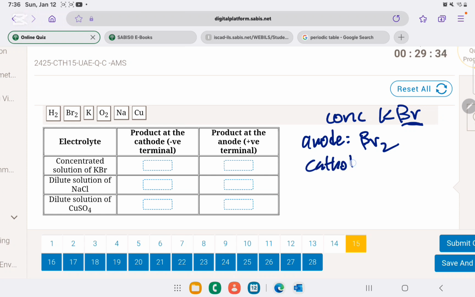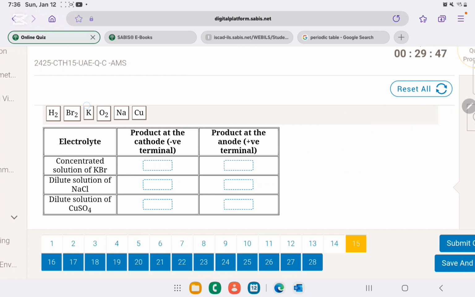And the cathode, first question was, does the solution contain Cu or Ag? No. So the product at the cathode is H2. So Br2 and H2. Now for the second one, dilute NaCl, Na plus Cl minus. Let's start with the anode. Is the anode made of Cu or Ag? No. Does the solution contain concentrated Cl, Br or I?